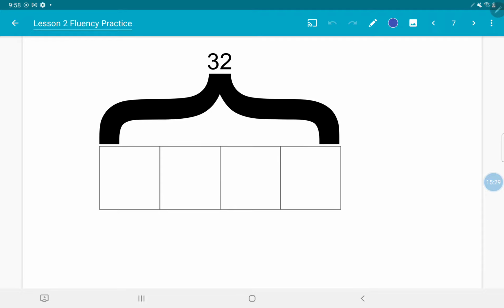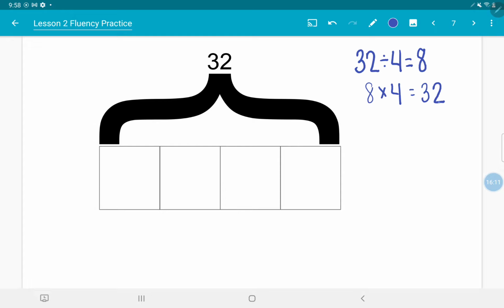What's my division equation going to be, Caden? 32 divided by 4. I've got 4 equal parts. The total is 32. And what is 32 divided by 4? What is it, Jaden? 8. 32 divided by 4 is 8. How am I going to write that as a multiplication equation, Jacob? 4 times 8 equals 32. Very good.